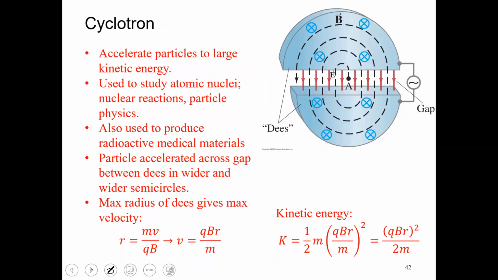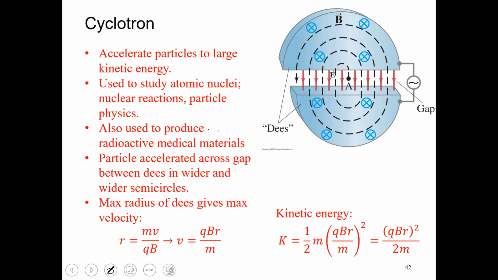All right, a cyclotron is another application. These are used to accelerate particles to a large kinetic energy. They're used in things like the Large Hadron Collider. They're used to study atomic nuclei. So there are some of these all over the country in some of the national labs. They're really cool. You can even hit biological proteins with them to study what's going on with the structure of those proteins. All kinds of cool stuff.